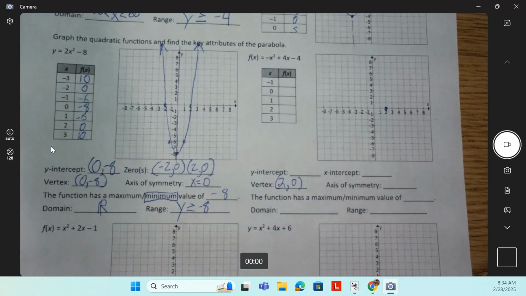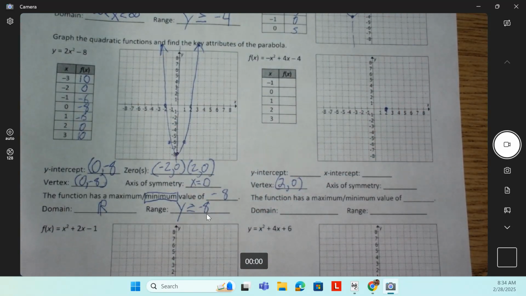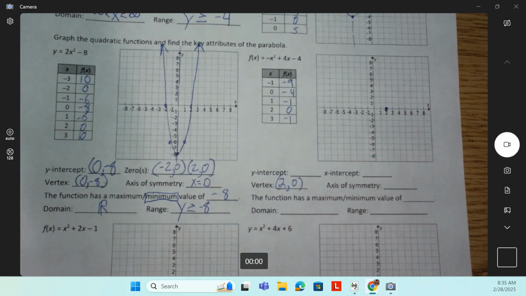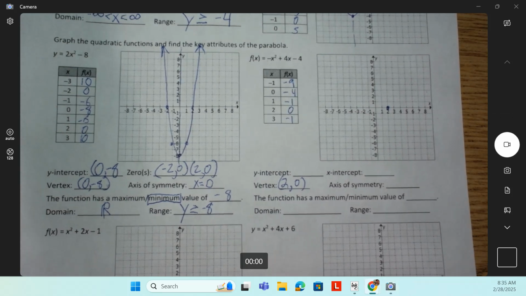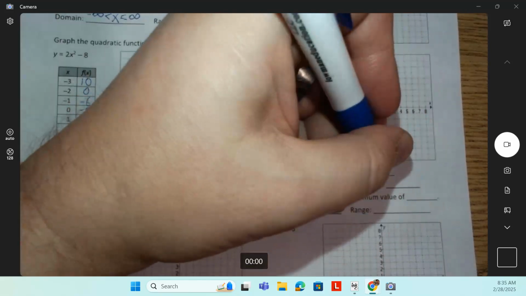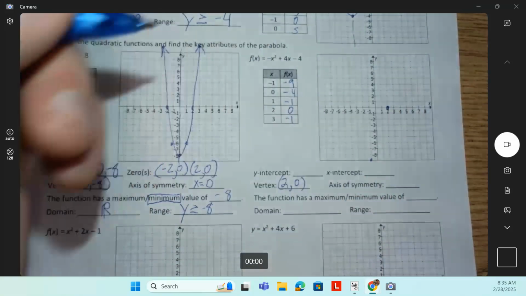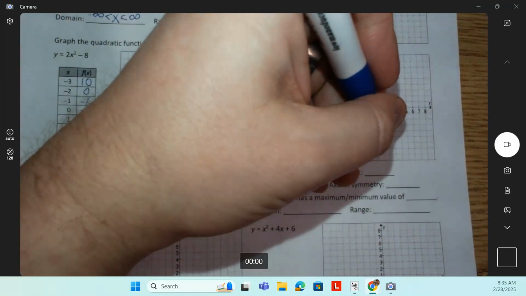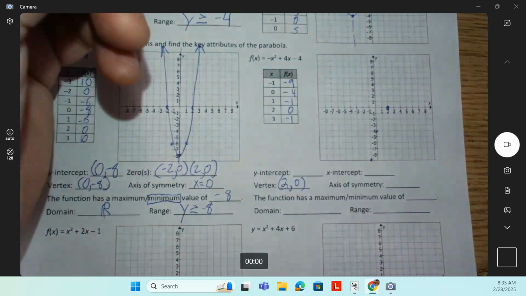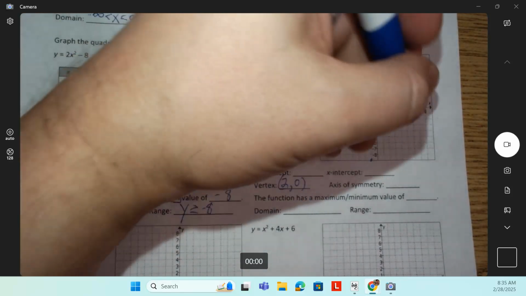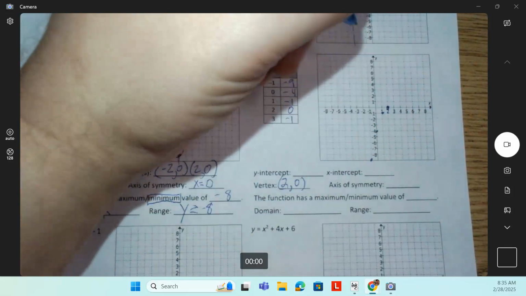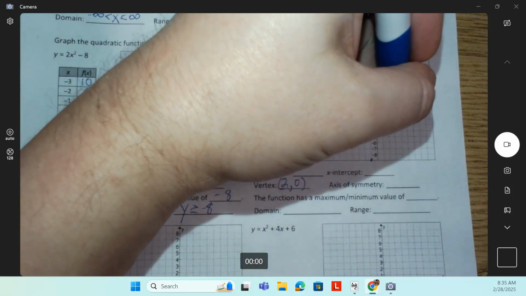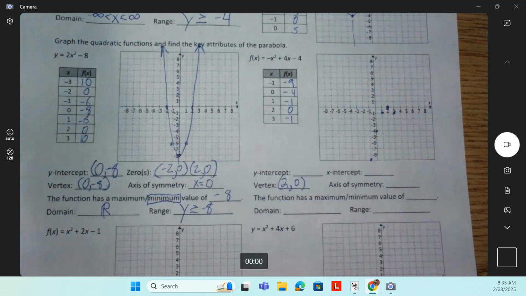And so, you know what? I didn't copy down my numbers, so we'll get those real quick. Okay, so I've got my numbers down, and I can take and do (-1, -9), (0, -4), and (1, -1). I've got (2, 0), and the (3, -1) there.